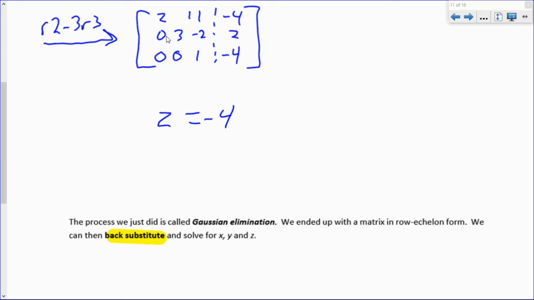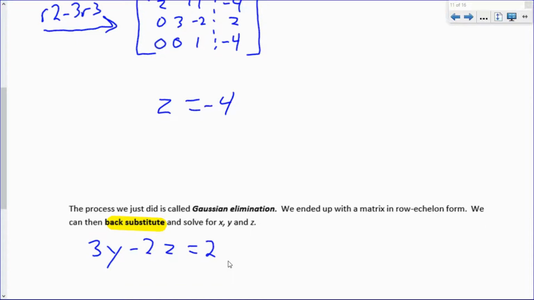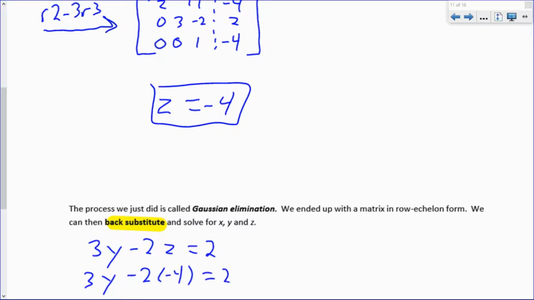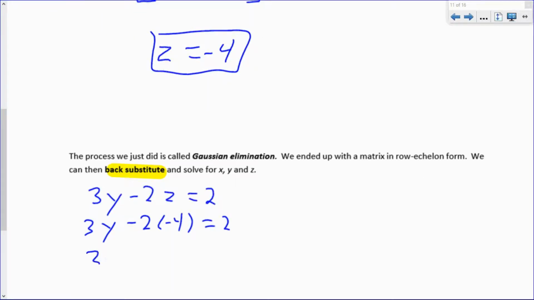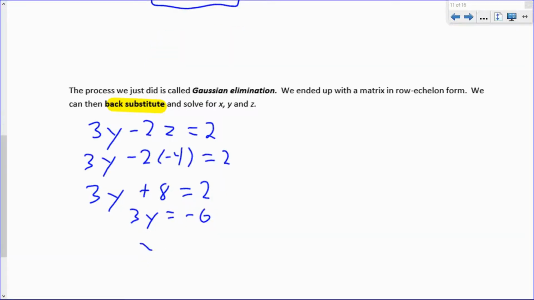So if I look at equation 2 now, or row 2 of the matrix, it tells me that 3y minus 2z equals 2. Well, if z equals negative 4, then I can substitute that in, and I get 3y minus 2 times negative 4 equals 2, or 3y plus 8 equals 2, 3y equals negative 6, and so I've now solved for y as well. y is equal to negative 2.